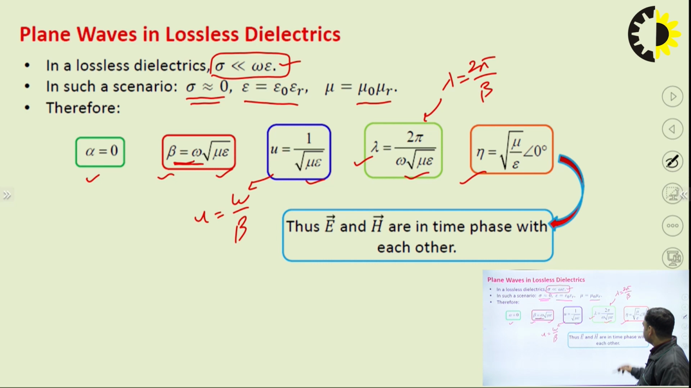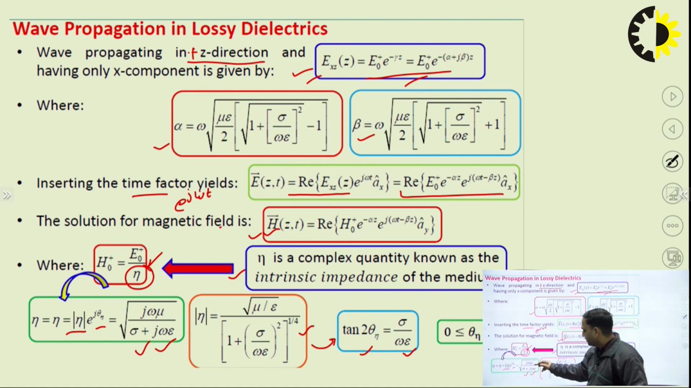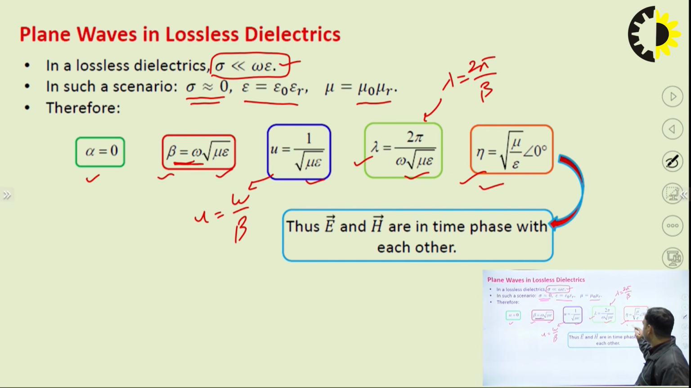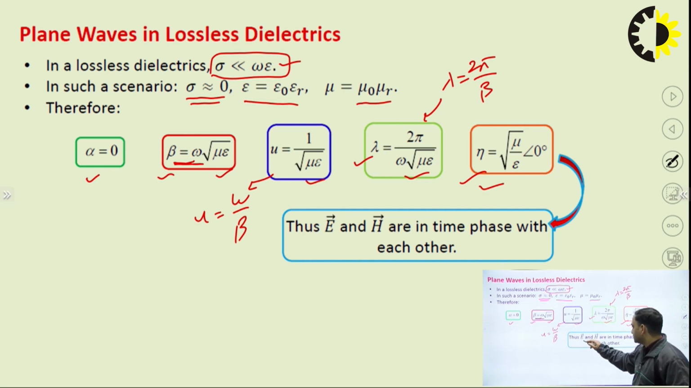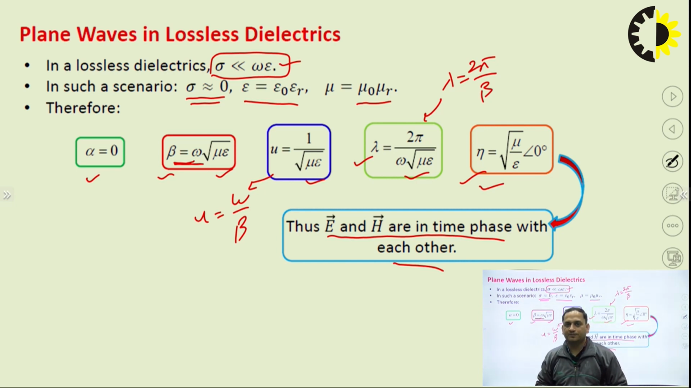Then this eta, we can use again the same equation from here, that is j omega mu upon sigma plus j omega epsilon. So when we use it, in that case eta will become under root mu upon epsilon, and the angle between E and H will be 0. It means E and H are in the same phase. So E and H are in time phase with each other, because this theta n is 0, so the E component and the H component both are in time phase.